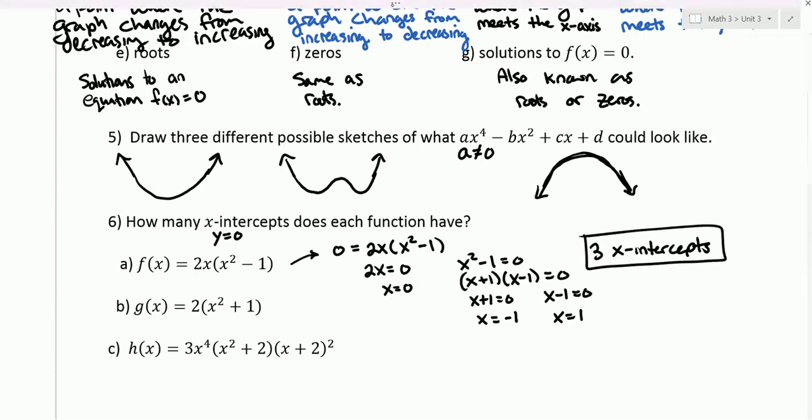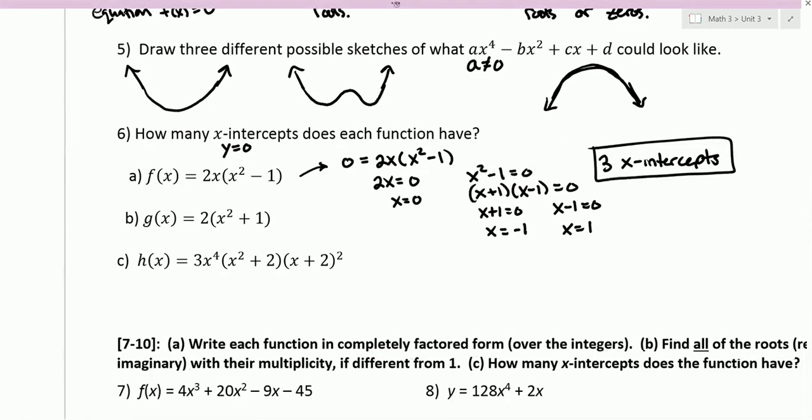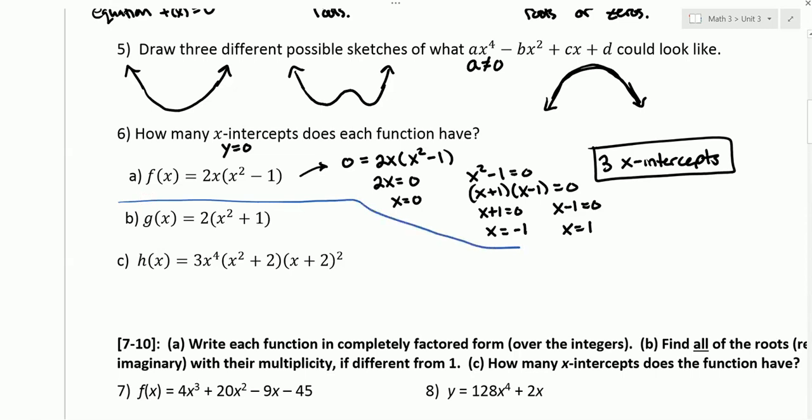For part B, start the same way. I'm going to change the color here so it's easier to keep track. Set g of x, that's your y, equal to 0. So 0 equals 2 times (x squared plus 1). The x squared plus 1 is a factor with a variable, so set that. Well, here if we divide both sides by 2, we get 0 is equal to x squared plus 1. And then subtract 1, and you get x squared equals negative 1.